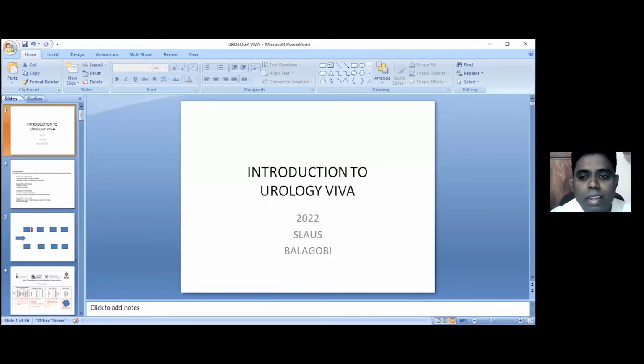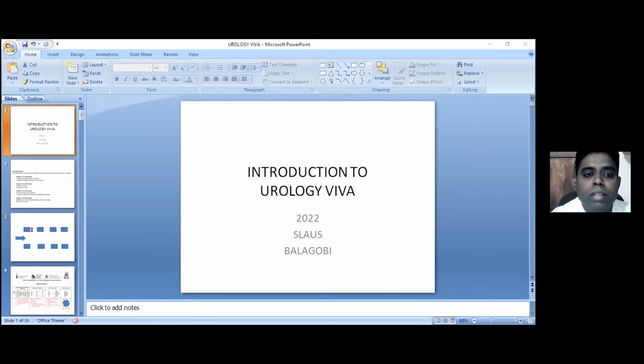Can you all see the screen? Yes, we can see. Okay. So there will be 16 stations, and there will be 8 tables. At each table, there will be 2 examiners.